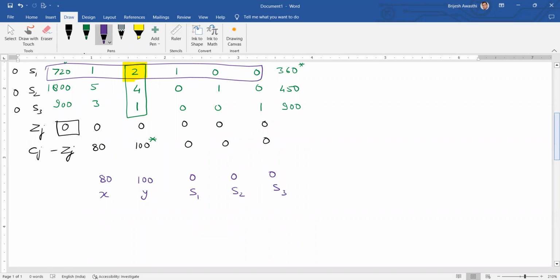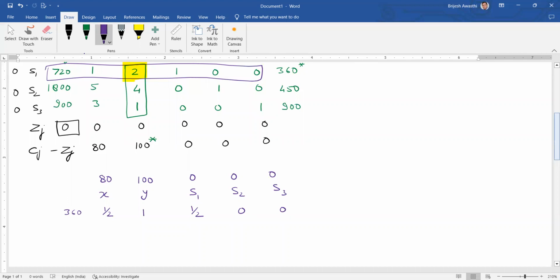So 720 divided by 2 is 360. 1 divided by 2 is 1 by 2. 2 divided by 2 is 1. 1 by 2, 0, 0, and 0. So what I did is divide the key row by the key number, or we can say key value. Now I have to change the remaining rows.